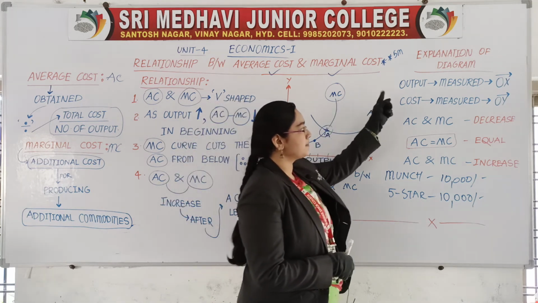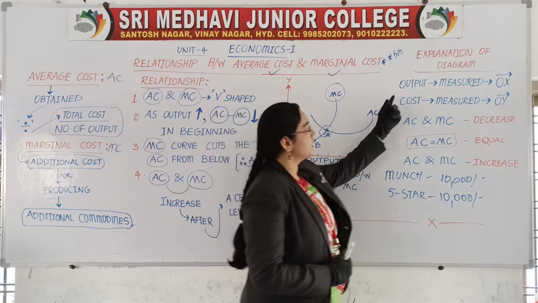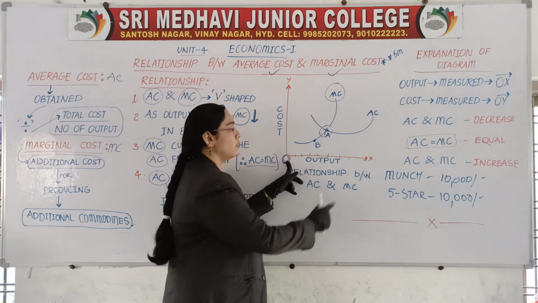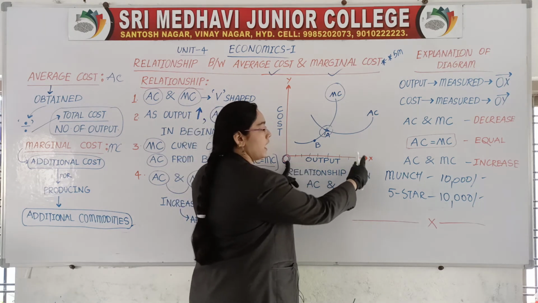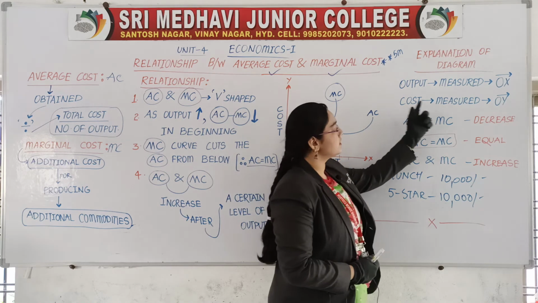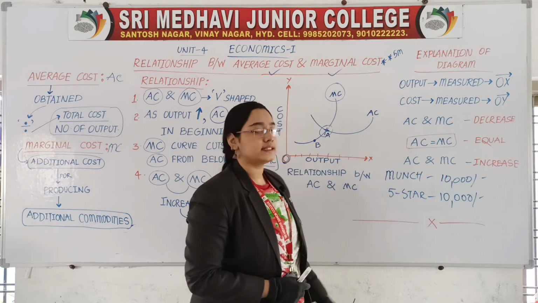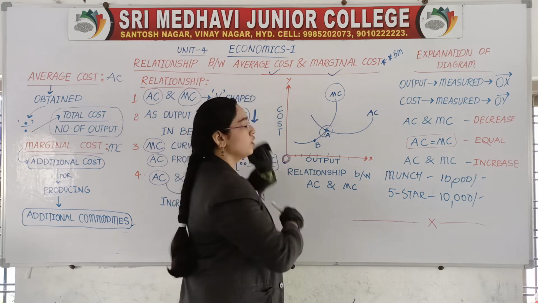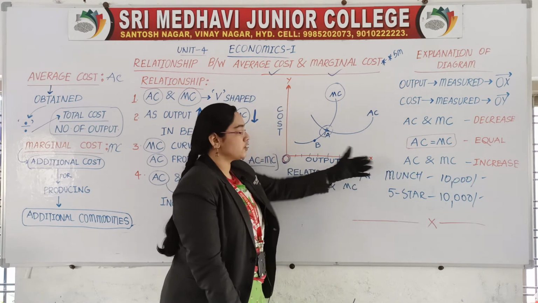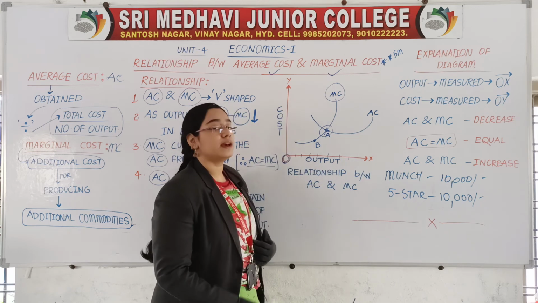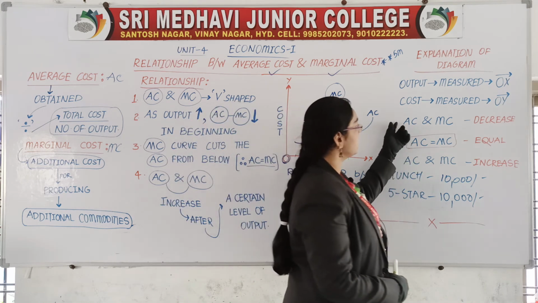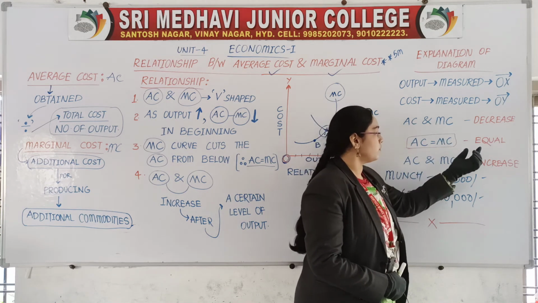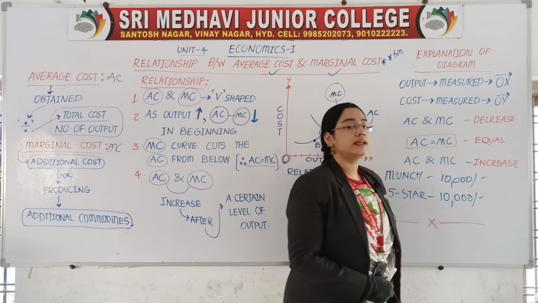Let us see the explanation of the diagram. Output is measured on the OX axis. This is our O and X axis. We are measuring output. Then cost is measured on the OY axis. This is O and this is Y. On the OY axis we are measuring cost, and on the OX axis we are measuring output. Then in the beginning AC and MC decrease, then both of them become equal, then both of them increase.